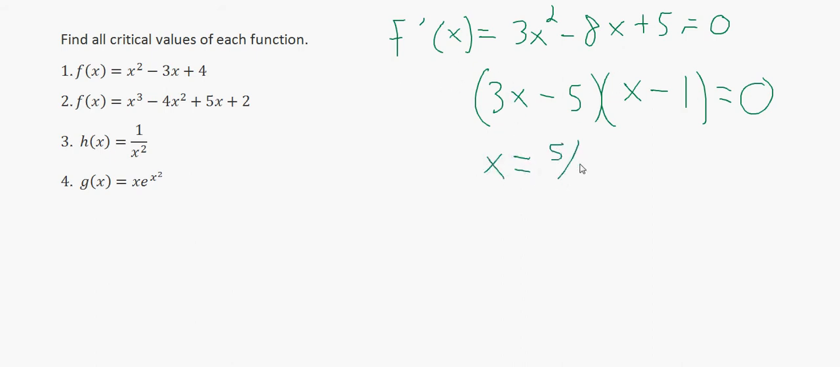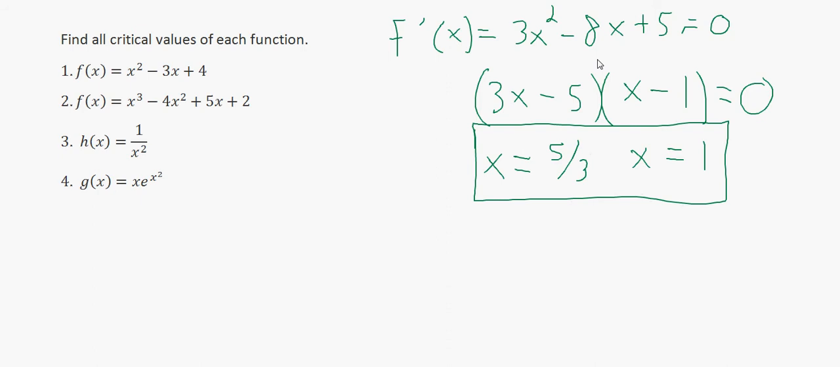Now, again, I'm not setting this equal to 0 just for fun, arbitrarily. I'm not saying it has to be 0 everywhere. I'm saying where it is 0 is where the critical values will be. And it is 0 at these numbers, so these are, I call them crit values or crit numbers. There you go. X equals 5/3 and x equals 1.